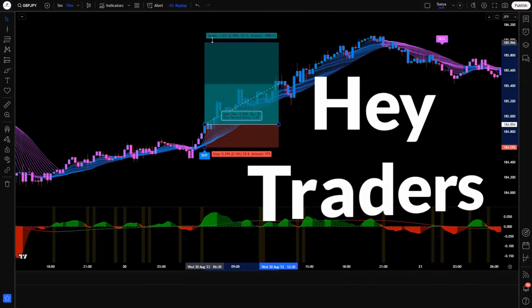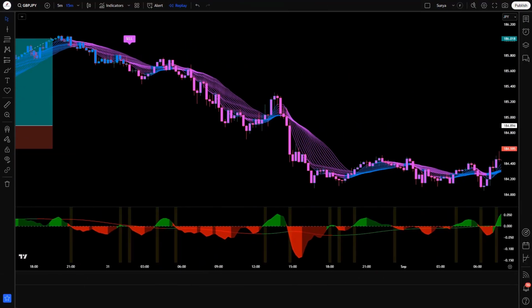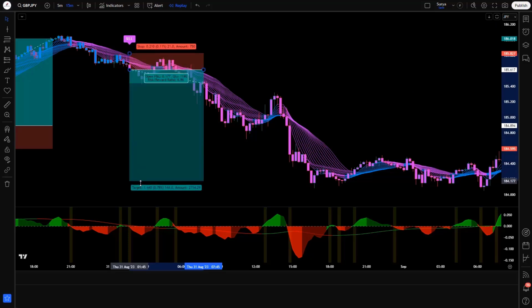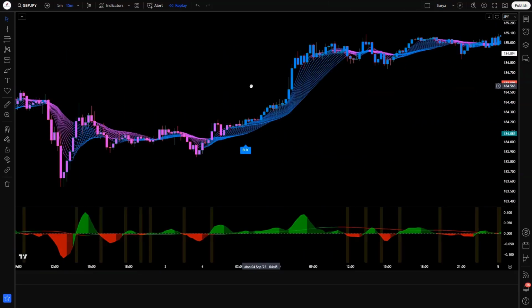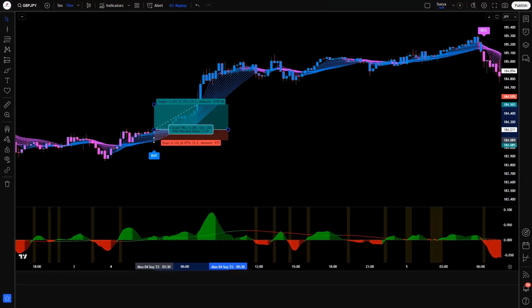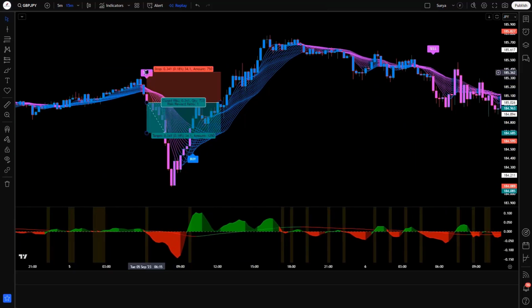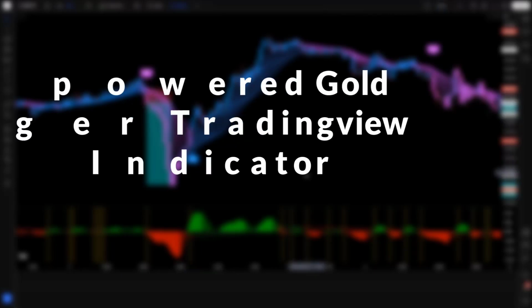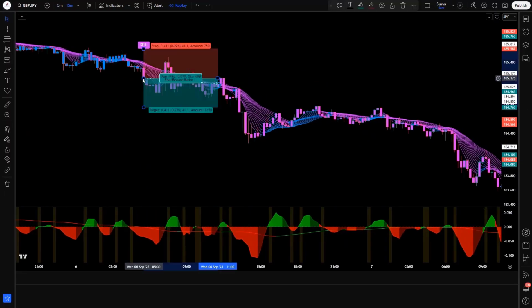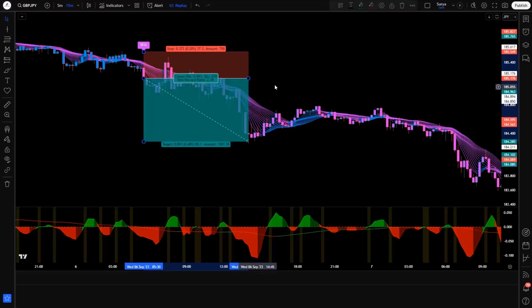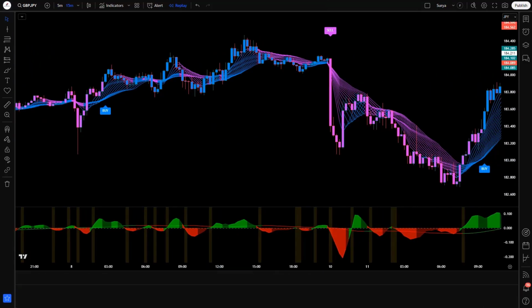Hey traders, join me to dive into the world of trading to see if this AI-powered gold digger indicator is really what I needed to boost my trading game. Today, I want to introduce you to a game-changing indicator that has the potential to revolutionize the way we trade, the AI-powered gold digger TradingView Indicator. This indicator claims to be able to identify profitable opportunities with unprecedented accuracy.